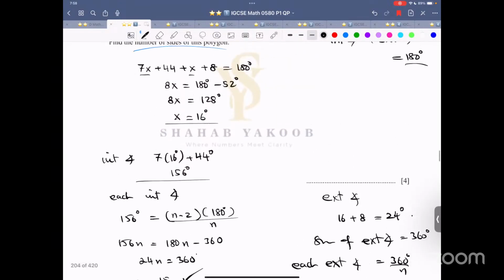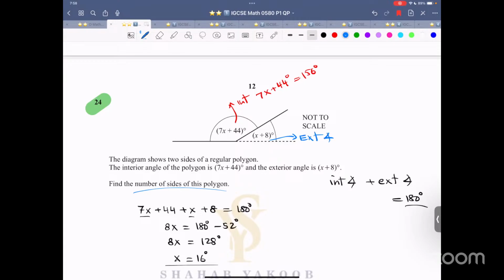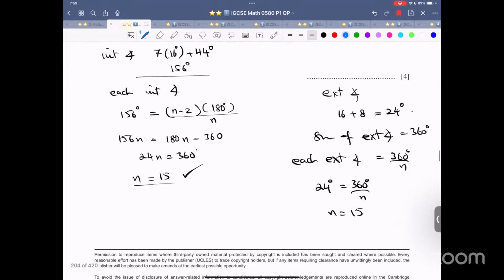So the mistake that I made was this. The angle was not x. The angle was what? 7x plus 24. That's the interior. So the interior was 7x plus 44, which is 156 degrees. And the exterior angle is 16 plus x, which is 24 degrees. So this is the working done with exterior angle.